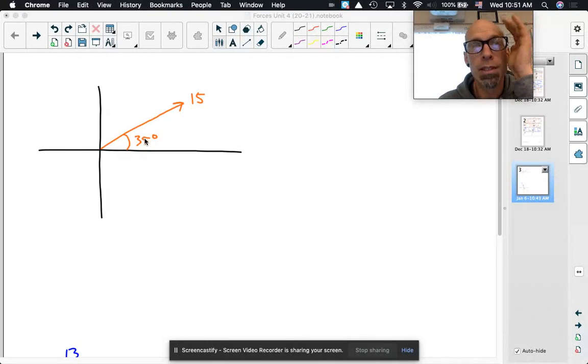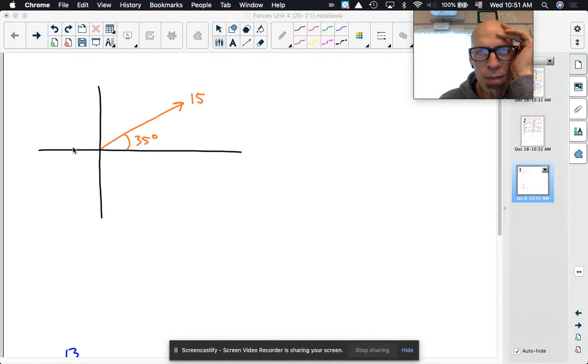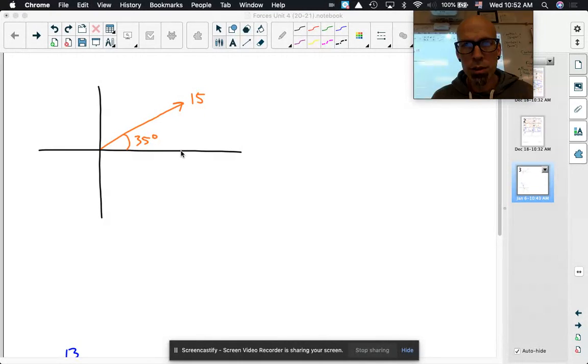Well, let me say it this way. When that vector is at a 35-degree angle above the x-axis, above the horizontal, that means that a certain portion of that 15 units is horizontal. There's a horizontal component, okay? And there's also a vertical component of that vector. Because it's off at an angle, some of it is horizontal, some of it is vertical. And so the question is, how much is each?